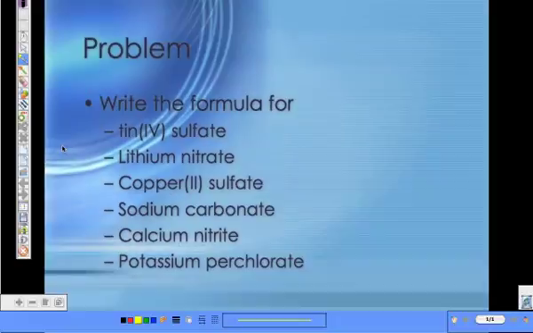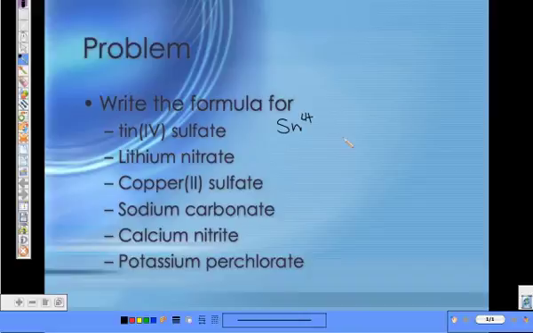So if we write the formula for tin IV sulfate, tin we know would be Sn with what charge? 4+, so we'd have Sn4+. Now you're going to have to look up sulfate. It's not sulfide, it's sulfate. What is sulfate? 2-. So what is going to be our formula? How many sulfates do we need to balance out that tin? If we have a 4+ charge and a 2- charge, we need 2 sulfates. Or when we cross them over, you'll see there's a 2 and a 4 that we crossed over. We can reduce all those by 2.